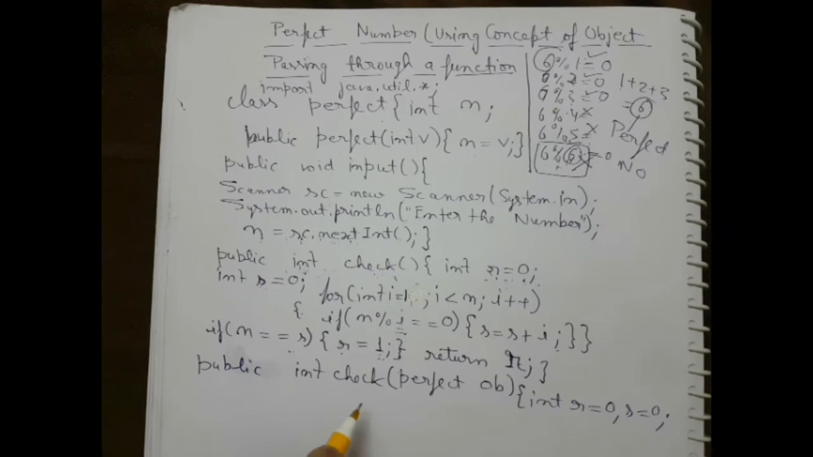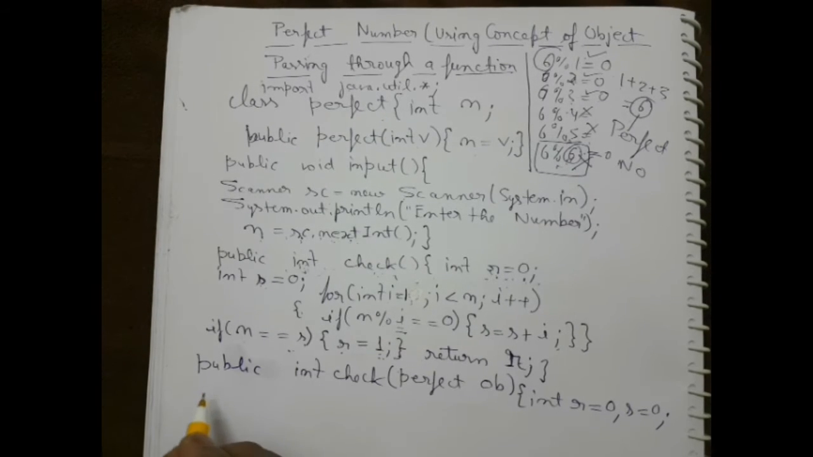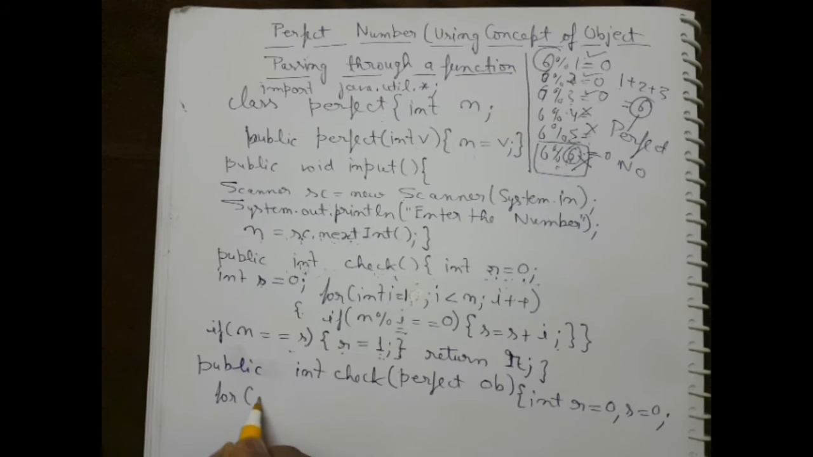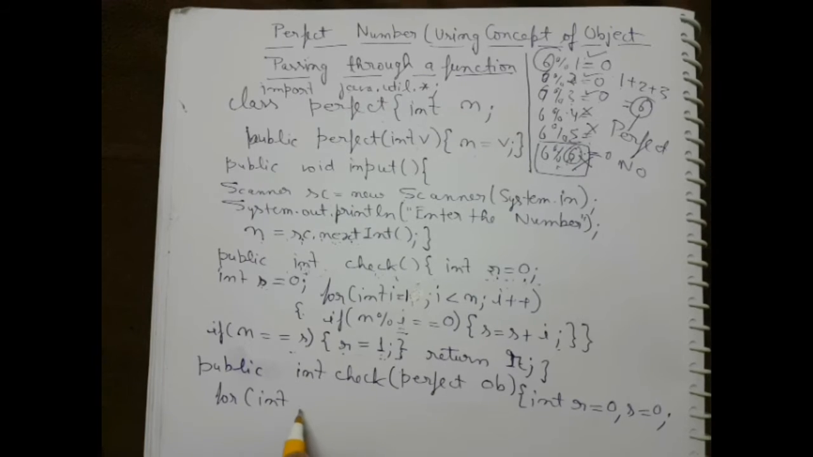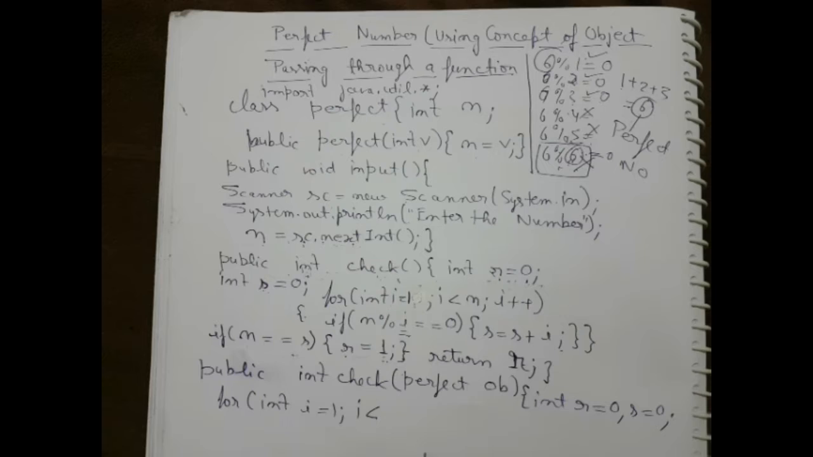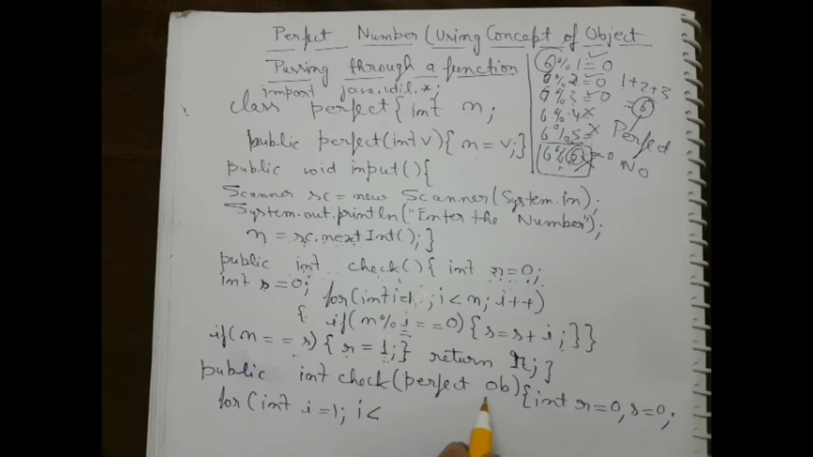That is fine. Now students, we start the logic. What we do here, we write for int i equal to 1, i less than. Up to this point you can't find any difference. The only difference is that I have passed the object and I have started division now.